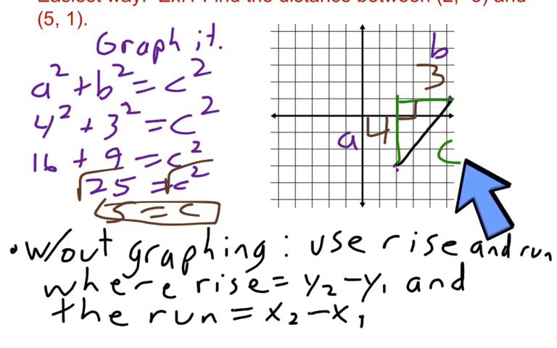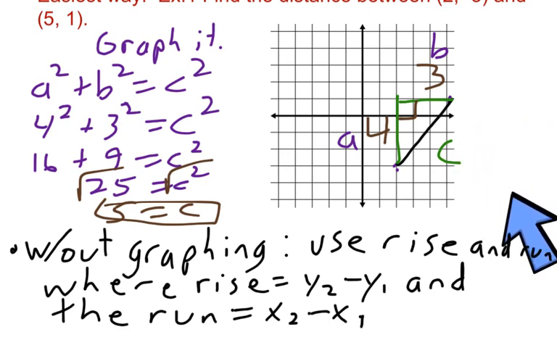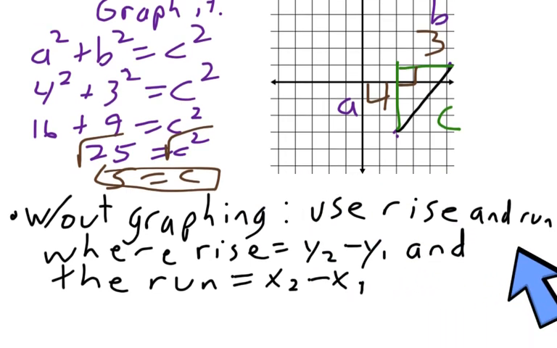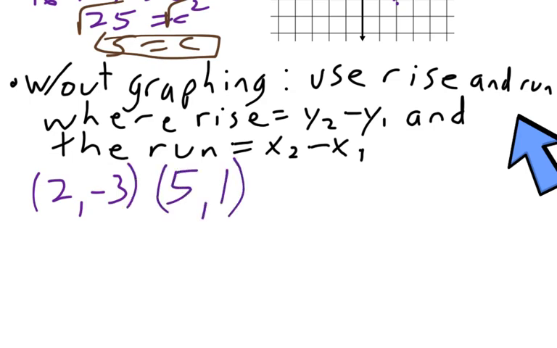So look at that example we just did. We calculated the rise was 4, the run was 3. But what if we didn't graph it? Well, we would label our ordered pairs. So let's try that one without graphing. So 2, negative 3, and 5, 1. And I'm sure after doing it both ways, you'll probably prefer the graphing method, but that's your call.